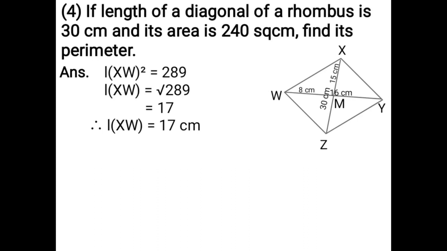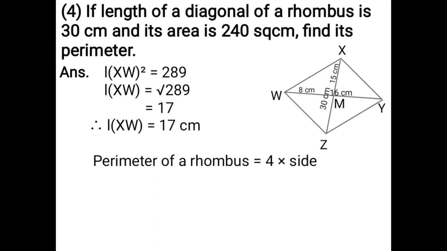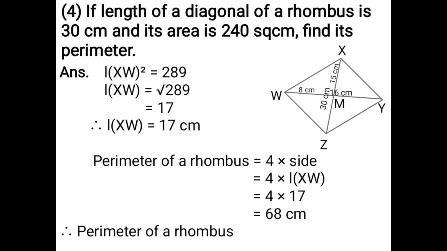Now you have to find perimeter of a rhombus. The formula of perimeter of a rhombus is 4 into side. Perimeter of a rhombus is equal to 4 multiplied by side. That is equal to 4 into length of XW. What answer you got, that number you have to write. Into 17. 17 fours are 68. That is equal to 68 cm. Therefore, perimeter of a rhombus is equal to 68 cm.